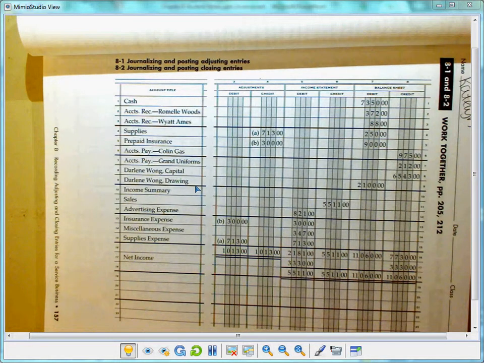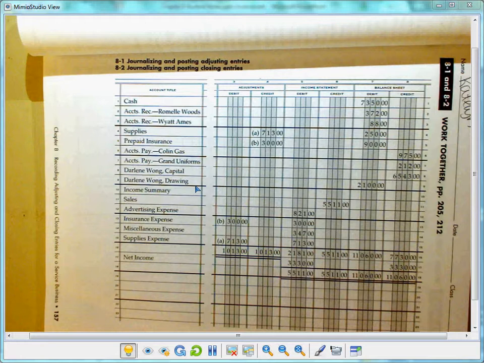Going to continue on. This time we are journalizing and posting our closing entries. So still, all of our numbers we're using are coming from the worksheet. So the first thing we need to look at and close is sales.